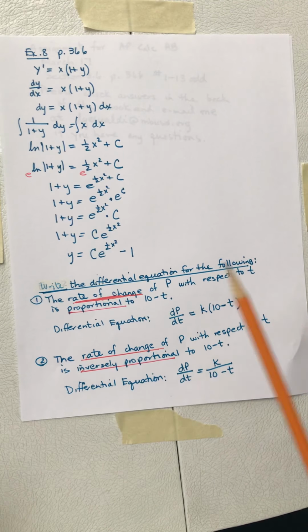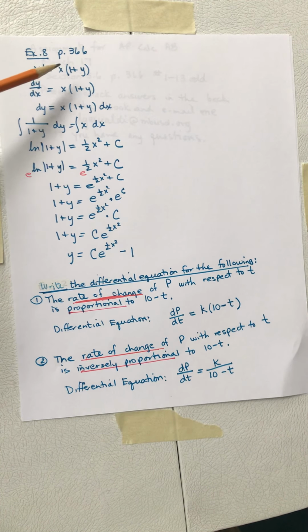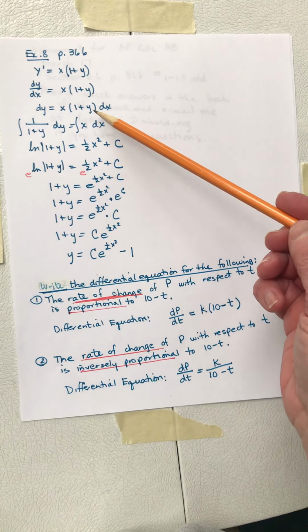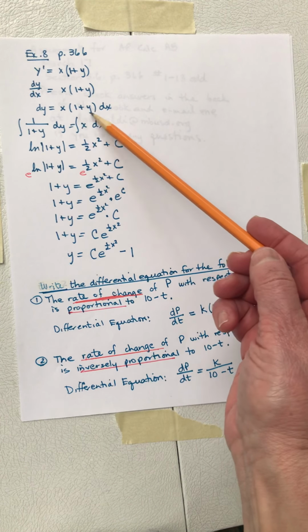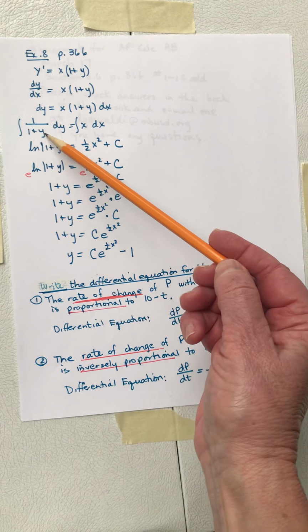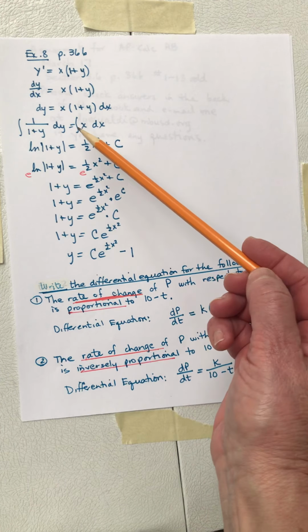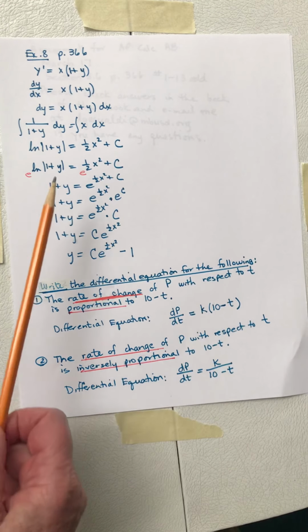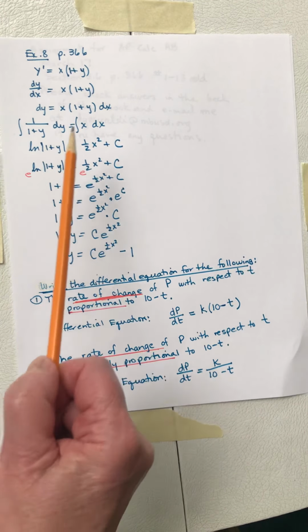What do I have on this page? Example 8, page 366. All right, in this one, we have y prime equals x times 1 plus y. And I rewrote the y prime as dy/dx equals x times 1 plus y. Multiply by dx. But now in this one, what's different is we have y's and x's. The y's can't be on the side with the dx. So we divide by 1 plus y. And then we have isolated the y's with the dy, and we have the x with the dx. So we're going to integrate the left and integrate the right.